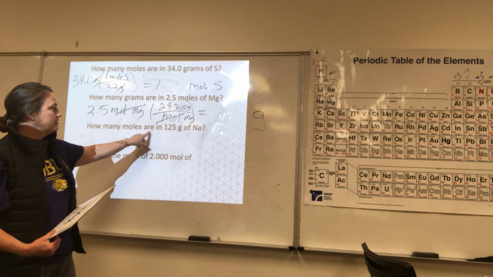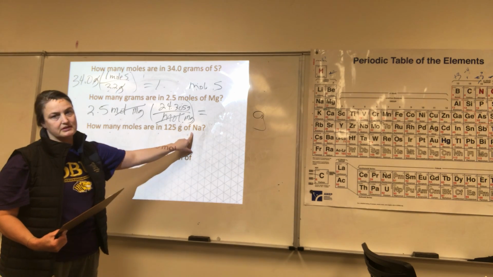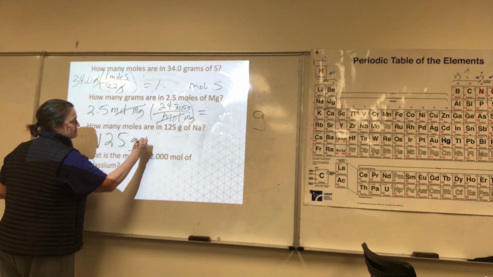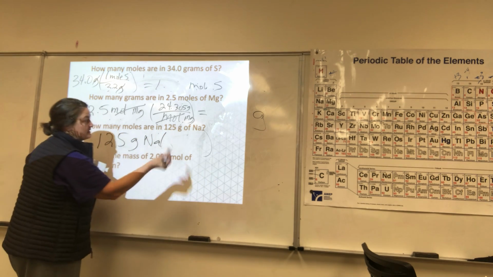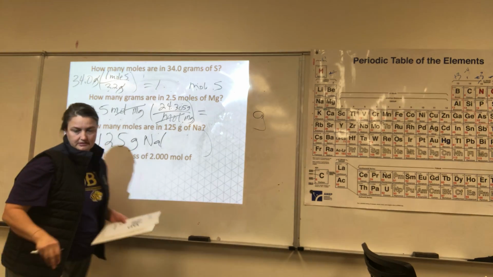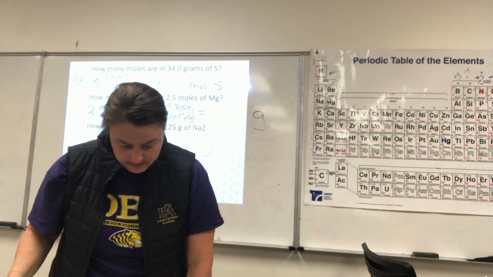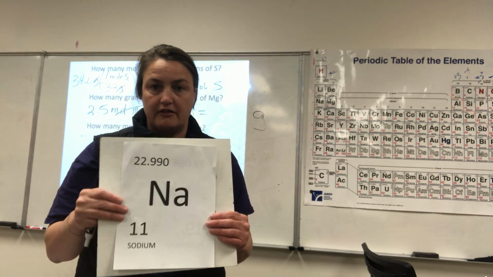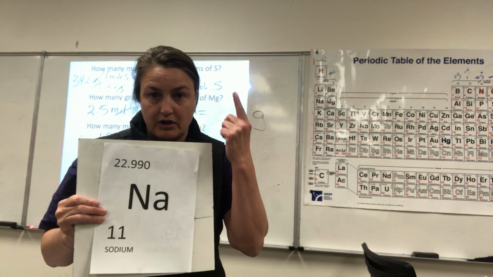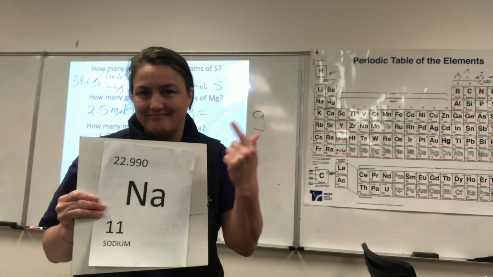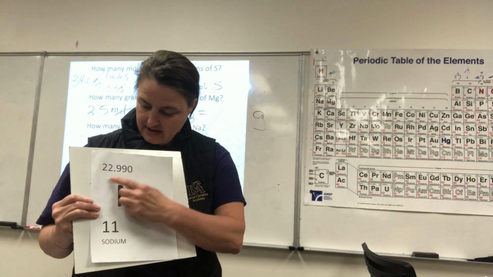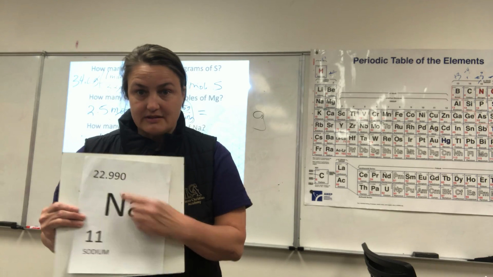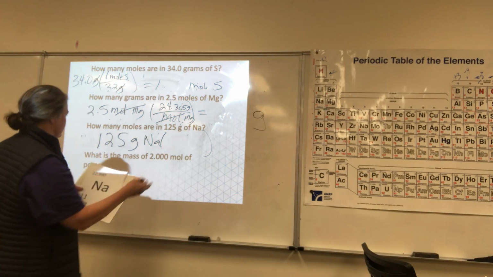How many moles are in 125 grams of sodium? All right, so we're starting with 125 grams of sodium, and we need some type of ratio between moles and grams. Let's look at our periodic table of elements. On the PTE, we know that 1 mole of sodium has a mass of 22.990 grams. That's its molar mass. So let's make our ratio.